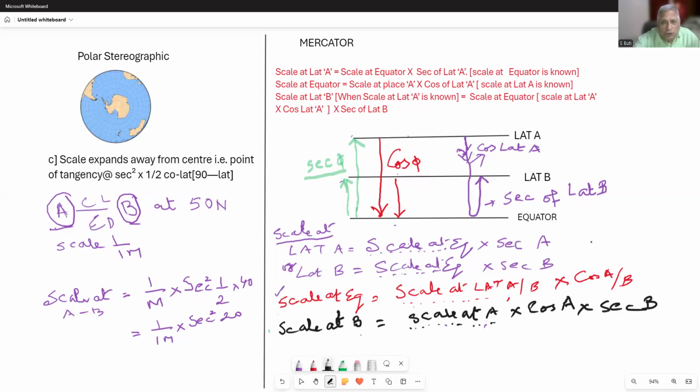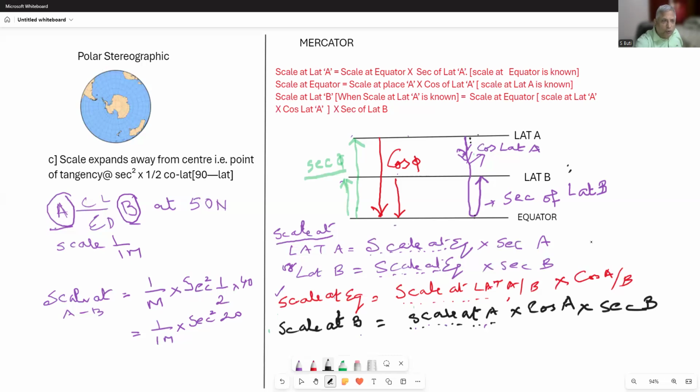Now he gives you a question at latitude B, but the scale at latitude A is given to you. So I now require the scale at latitude B. What scale to use here? This scale is given to you. This scale multiplied by cosine of the latitude gives you the scale at the equator, and multiply now with secant of the second latitude, and you will get the scale at latitude B. And there you are. After that, very simple.